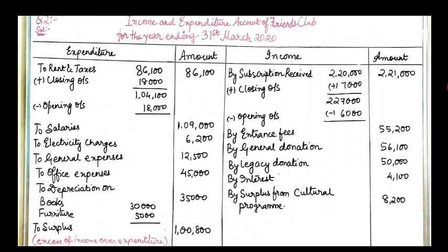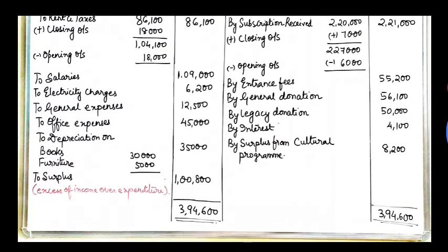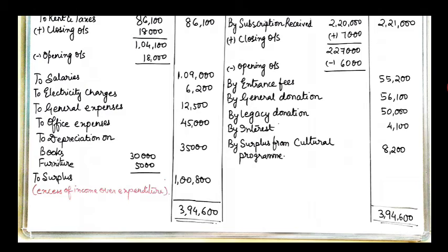7,000, that is 2,27,000 minus opening outstanding 6,000, so it will come down to 2,21,000. By entrance fee 55,200, by general donation 56,100, by legacy donation 50,000, by interest 4,100, by surplus from cultural program 8,200. So the total of the income side is 3,94,600 and we get a surplus of 1,08,000, that means excess of income over expenditure.